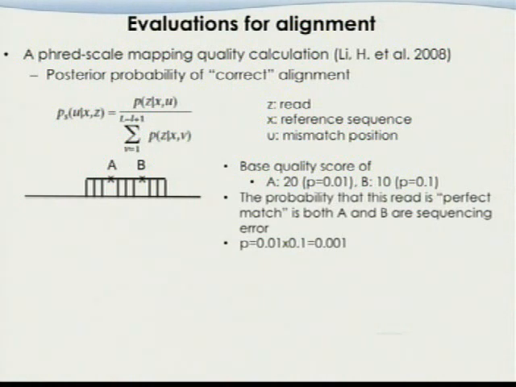And the question here is, what's the probability that this read is actually a perfect match? No two mismatches here, it's a perfect match. What is the probability that this read is a perfect match if both A and B are sequencing errors? So what's the probability of that? You multiply their base error probabilities together, which is 0.001. This is the probability that this is a perfect match. Okay? That makes sense? All right.